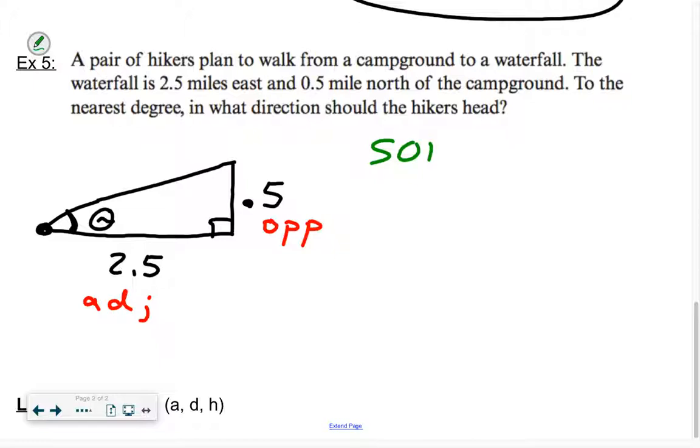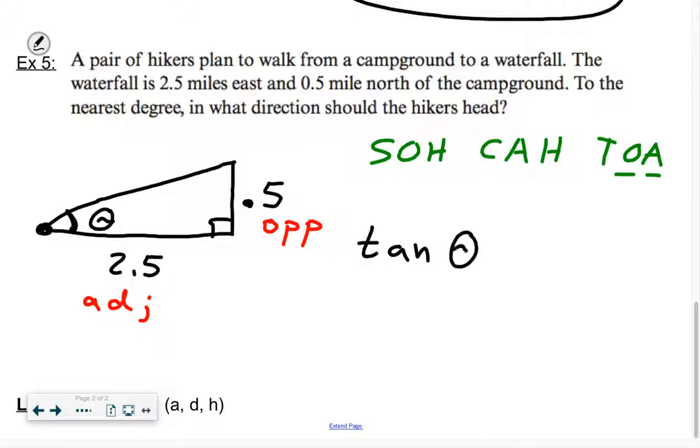So again, if I look at SOHCAHTOA, the trig functions are just tools that I can use, but I don't have to use all of them. All I need to use is one of them. Which one do we use here? Why? Two opposite and adjacent. Because tangent has both the opposite as well as the adjacent legs. And that's what we're dealing with here. So good. We are looking at tangent of the angle measure is going to be equal to the opposite side, which is 0.5, divided by the adjacent, which is 2.5.